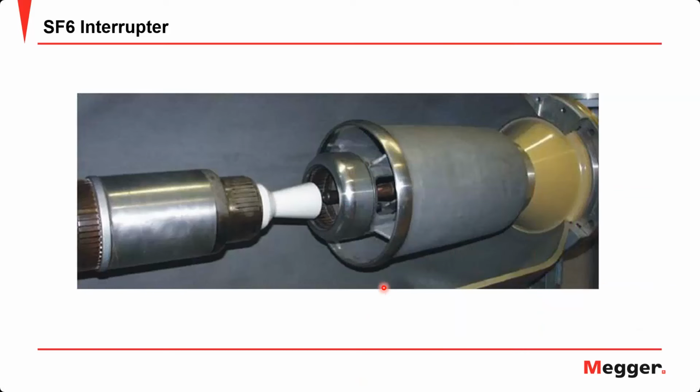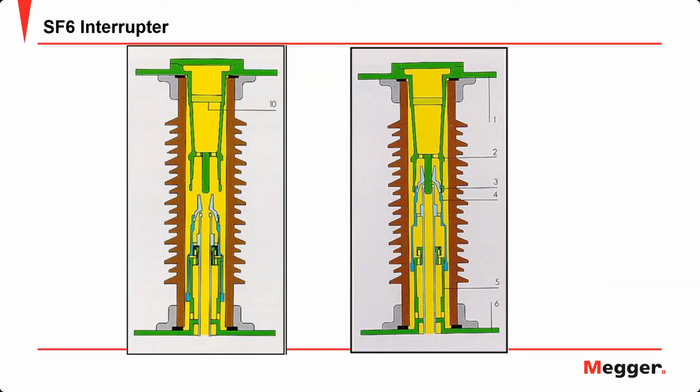This is a real picture of an SF6 interrupter. You can see the main contacts, the bigger one, and this is the arcing contacts. And this is a cross-sectional view of it. Sorry, we have the main contacts here and the arcing contacts here. And these are the two conductors, outgoing and incoming conductors.